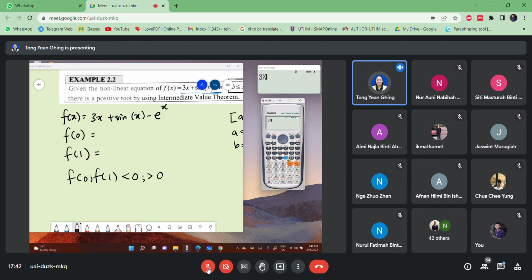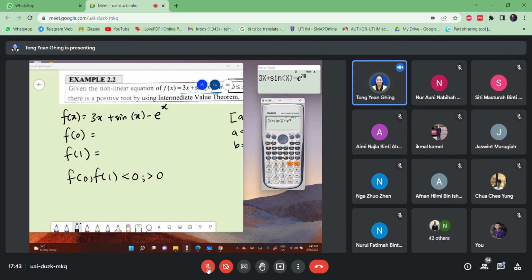So x plus sine, alpha x. Close the bracket, and then minus e to the power, this is the exponential, here is shift ln, so you get this value, and then put in alpha x. Can you key it into the calculator?